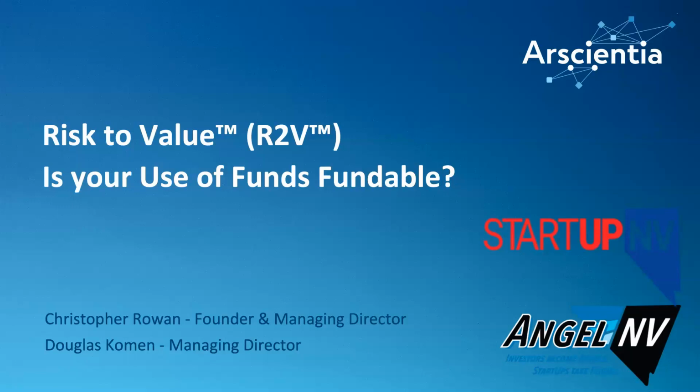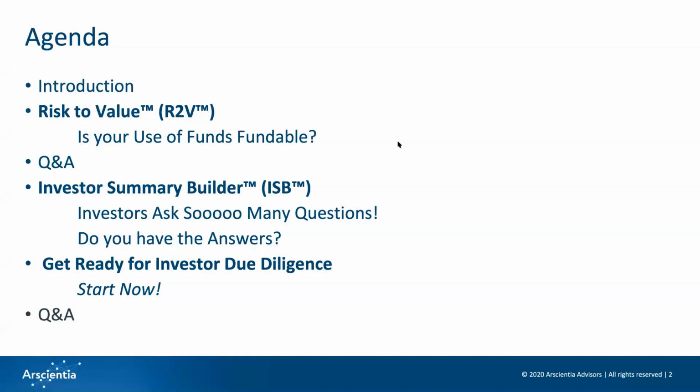So if you go to the next slide, the agenda, we're going to cover three major areas today. First of all is the Risk to Value process: is your use of funds fundable? Then we're going to talk about the investor summary builder, and it's different than an executive summary builder, as Misty has spoken about. And the last thing we'll talk about is how to get ready for investors from a due diligence perspective, because they are going to ask you lots of questions, and if you're prepared, the chance of raising money goes up dramatically. So that's the quick agenda that we're going to talk about.